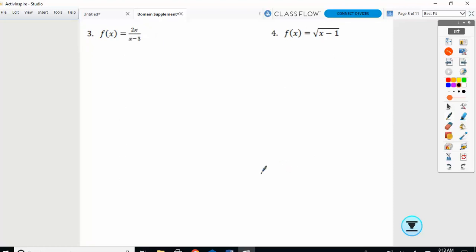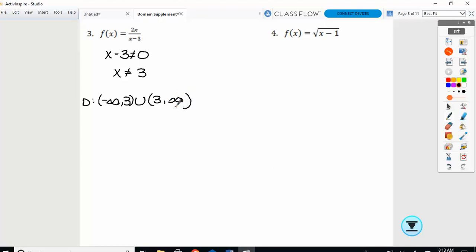Okay, number 3. So we have a fraction. We know that in a fraction, my rule is the denominator cannot be 0. So what would you do here? It can't be 3. Now to write that, that means it can be anything except 3. So it can be negative infinity to 3, union 3 to infinity.